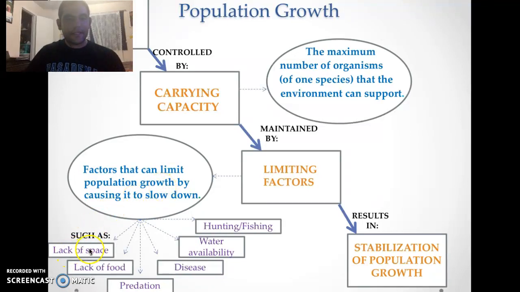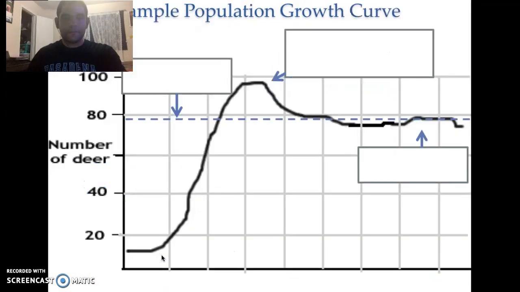So for example, things like the lack of space, the lack of food, the disease, those are going to be density dependent limiting factors. All right, the availability of water, that's going to be density dependent as well. But if there's like a hurricane or tsunami that is going to completely destroy the size of the population, then that's going to be a density independent limiting factor.